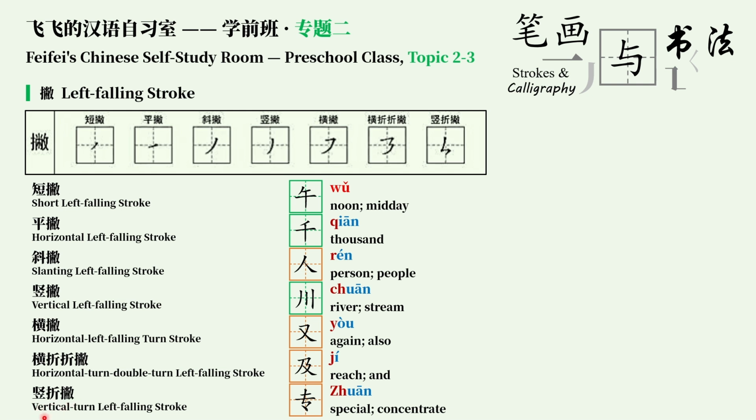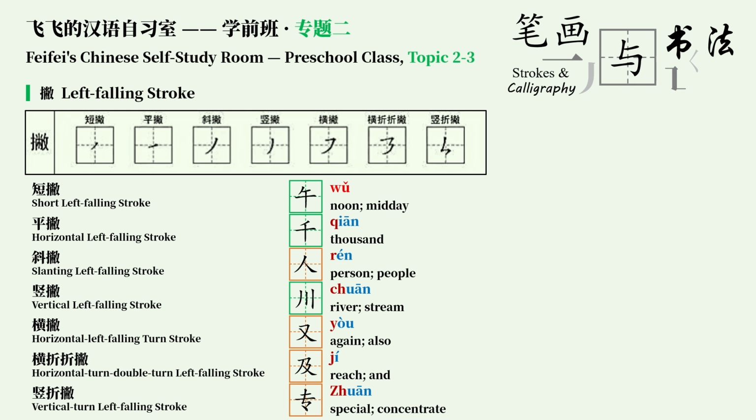竖折撇 vertical turn left fallen stroke. This stroke consists of a vertical segment, a rightward turn and a final left fallen segment. When writing, start with a vertical stroke downward, pause to turn right slightly, then sweep sharply downward to the left to form the 撇 part.